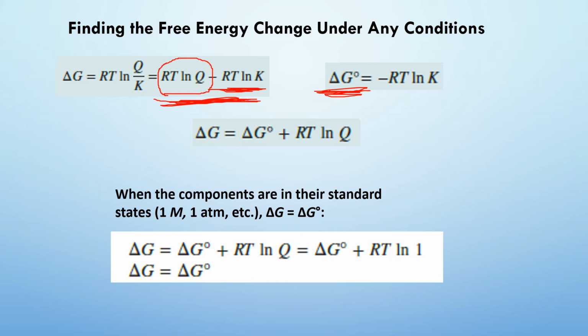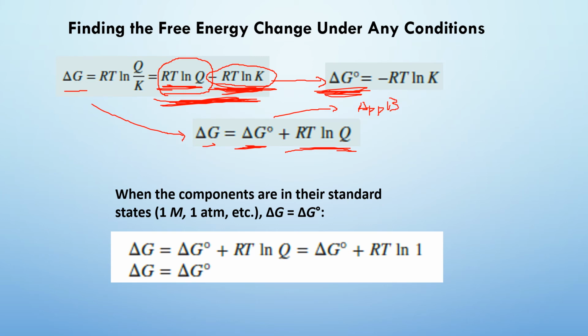We can replace this negative RT natural log of K using the standard delta G. So this equation becomes delta G equals standard delta G plus RT natural log of Q. The standard delta G we can calculate, or find from Appendix B. If we know the temperature and all the concentrations in your chemical reaction, we can calculate this Q, so we can calculate the delta G.